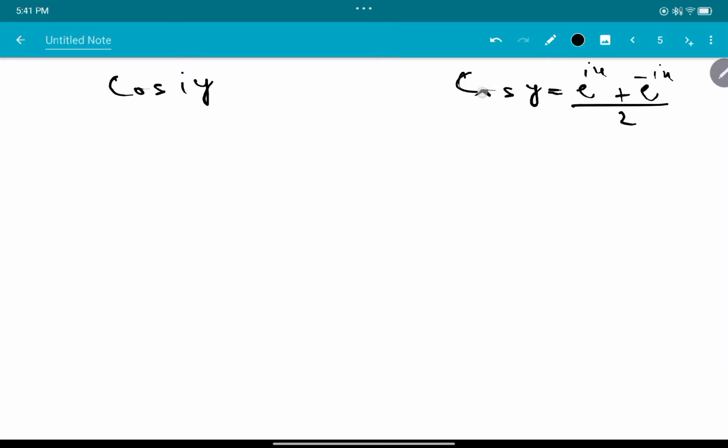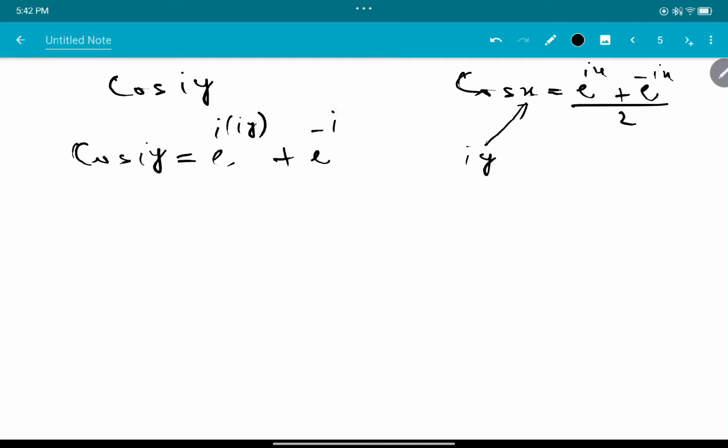Now instead of cos x, let me replace x by iy. Replacing x by iy, what will I get? I will get cos iy is equal to e raised to i into iy, plus e raised to minus i into iy, divided by 2.